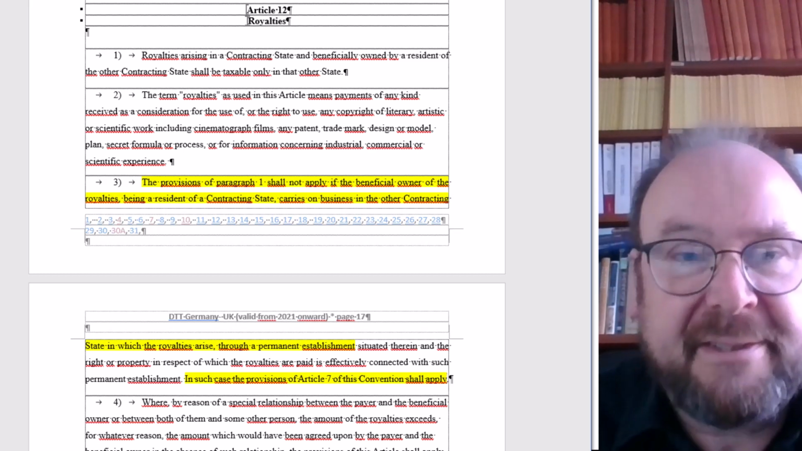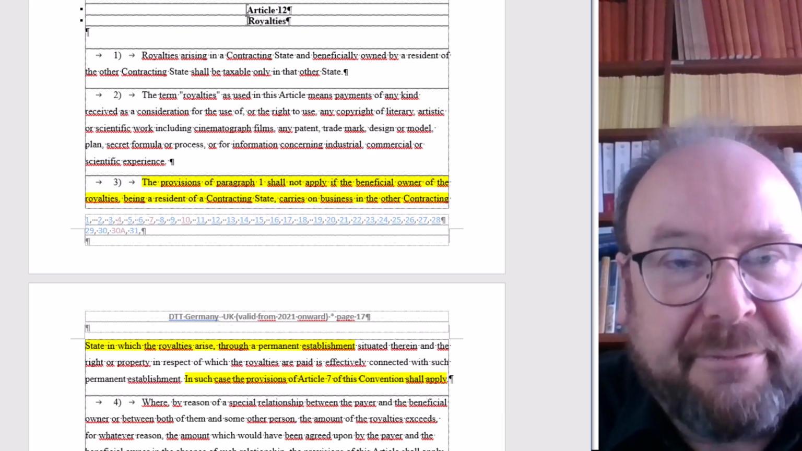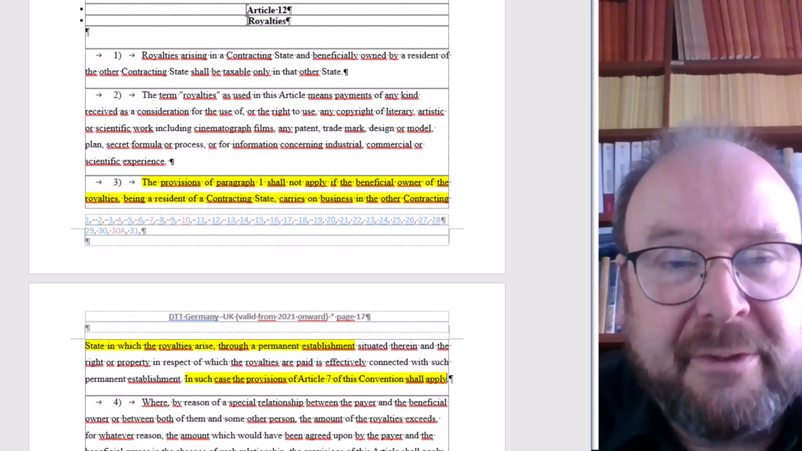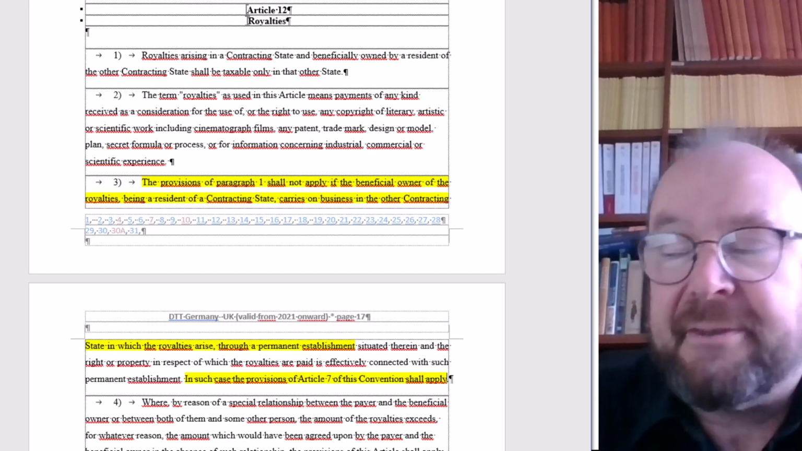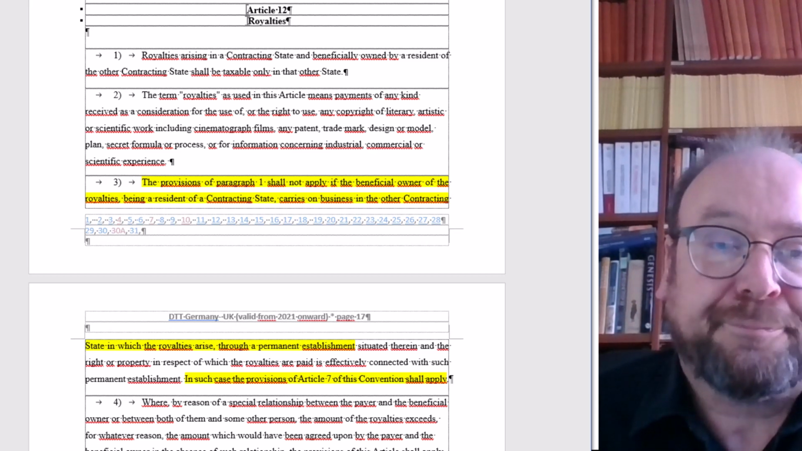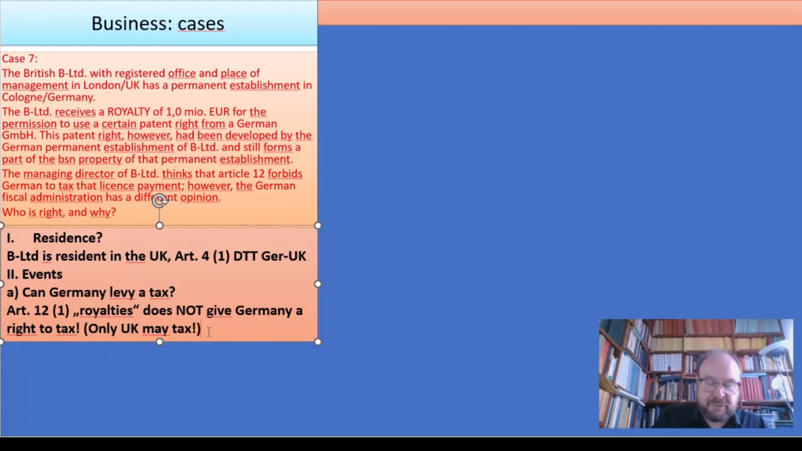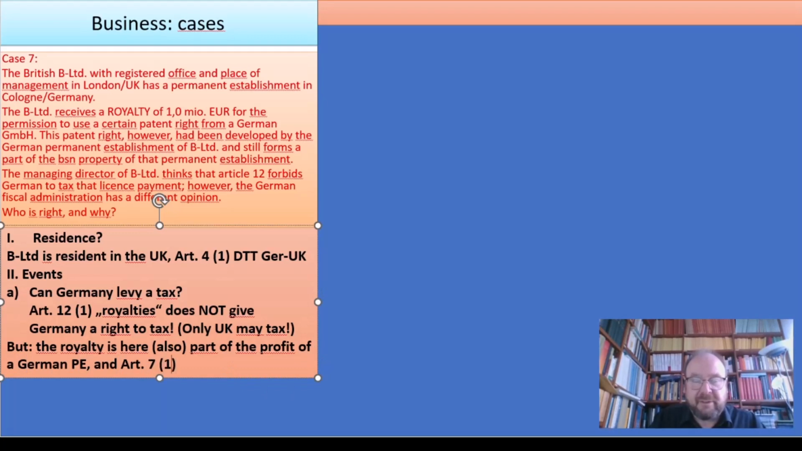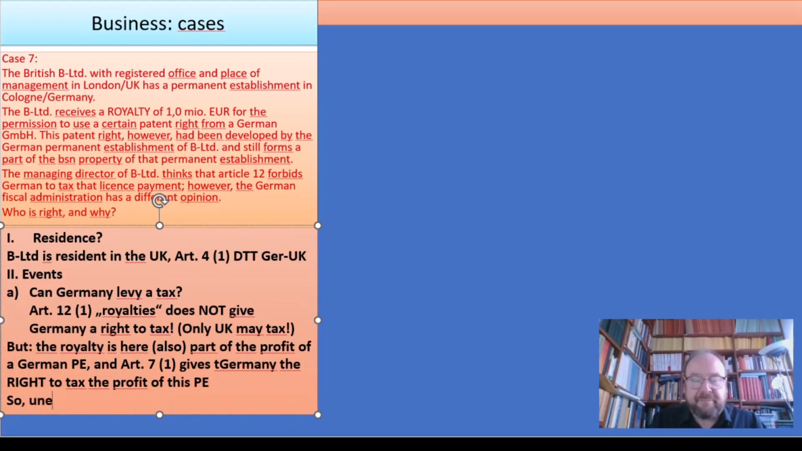So you can say the general idea seems really to be that if one of these articles 6 to 21 gives the right to tax to the source state, it's usually not revoked by any other article. So you look through the distribution articles if there is a right to tax granted to the source state under any aspect, and that usually isn't very helpful. And that remains the truth. So let's add this, but the royalty is here also part of the profit of a German permanent establishment, and Article 7.1 gives Germany the right to tax the profit of this PE. So under Article 7.1, Germany may tax this.